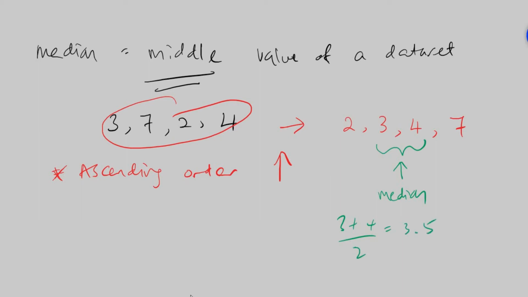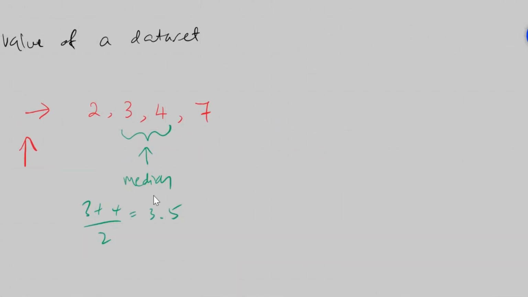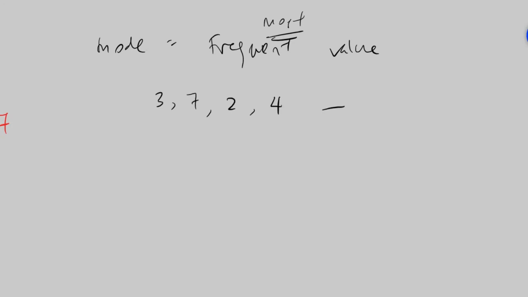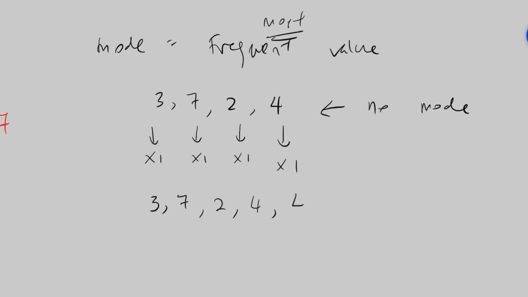Alright, and then we have mode. So what is the meaning of mode? Mode simply means the most frequent value that appears in the particular data set. So we see again the same data set that we have, 3, 7, 2, 4. No need to arrange in ascending order, but if you already have, it's fine. There are no modes in this data set because each number only appears one time. But if I switch this data set and I write 3, 7, 2, 4, 4, now what is the mode? The mode will be 4. Why? Because this number 4 appears twice in the data set and every other number appears only once. Therefore the mode is 4.